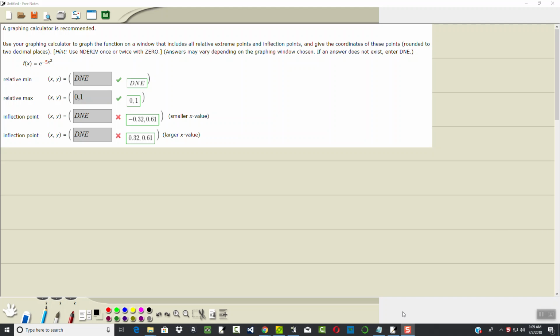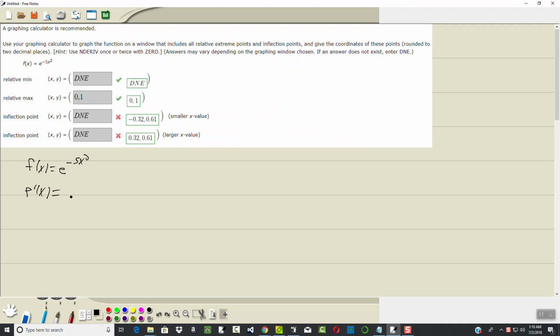Okay, let's take a look at this. Got f of x is equal to e to the negative 5x squared. For our relative min, relative max, we need to find our derivative.